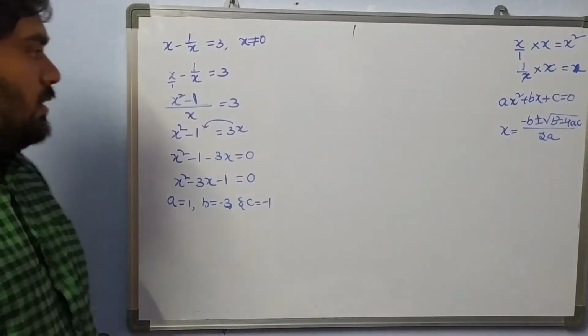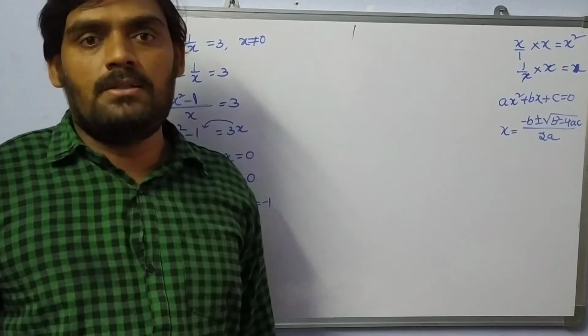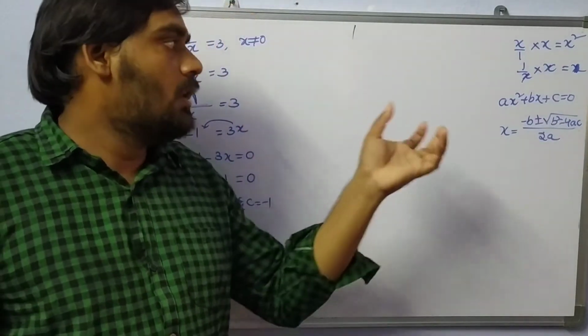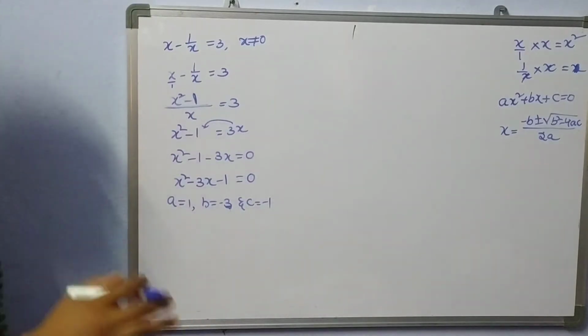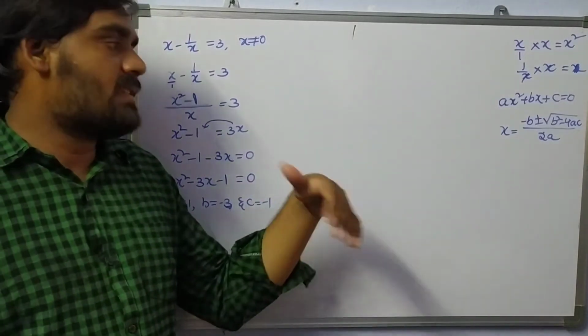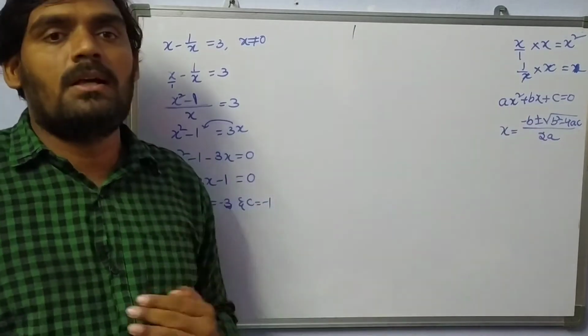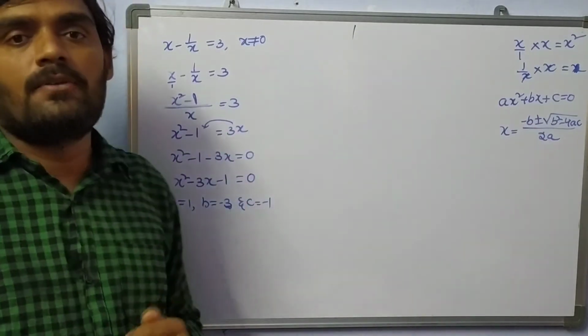Now, here first we need to find the discriminant value. Why do we need to find the discriminant value? To simplify the problem. So first we need to find b square minus 4ac. Later we can substitute all the values in this formula and get the roots of the quadratic equation.